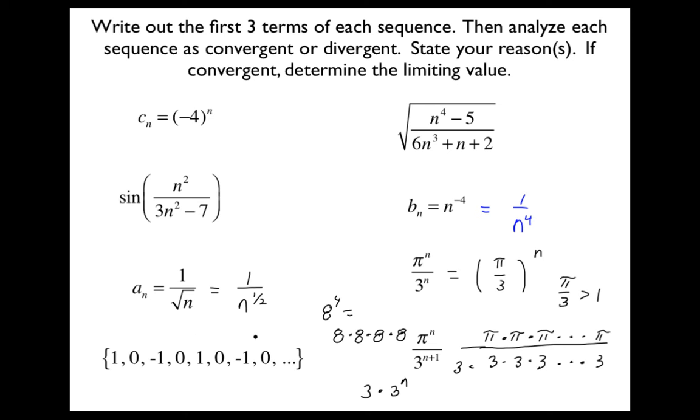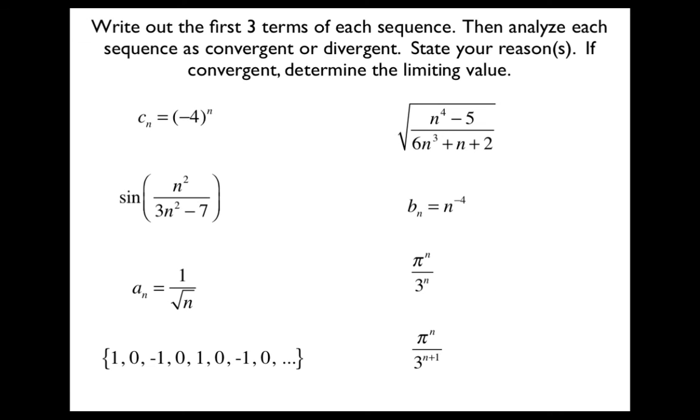What about this one? Clearly divergent. You have to get infinitely close to a single value, and this never does that. Okay, any questions? I think I talked about all of them. Any questions about any of these?